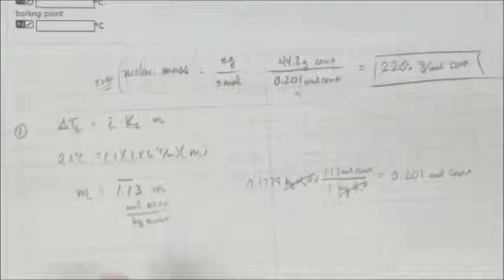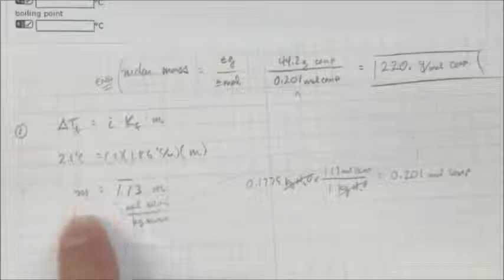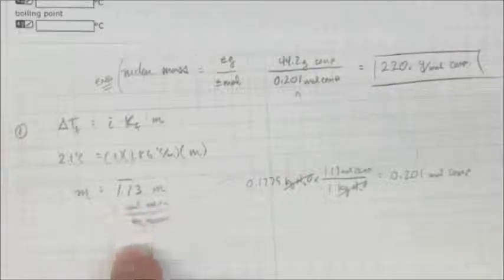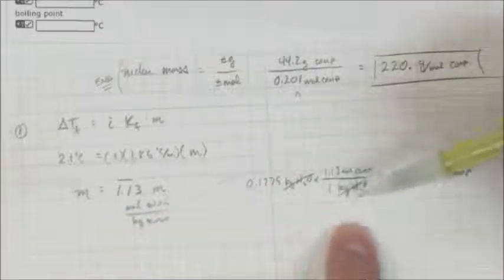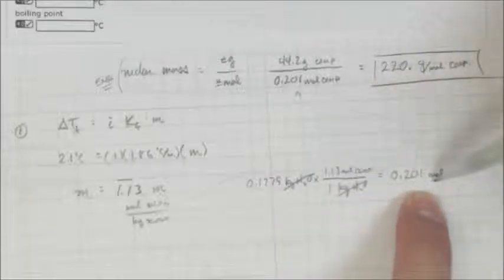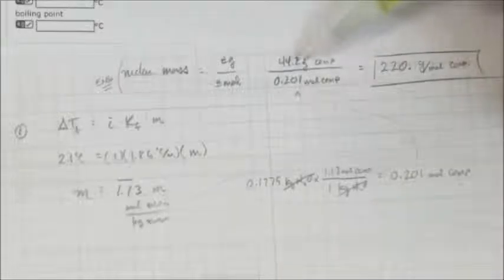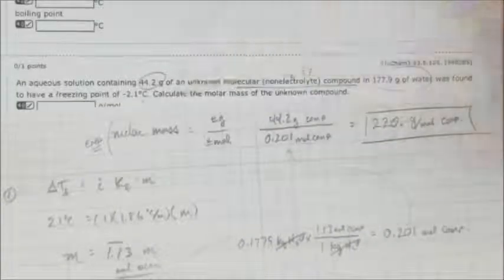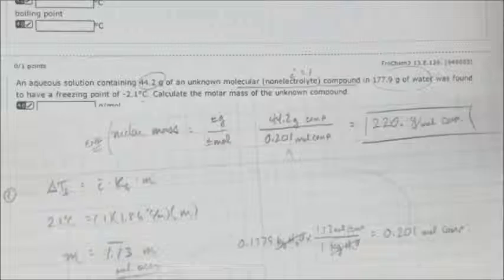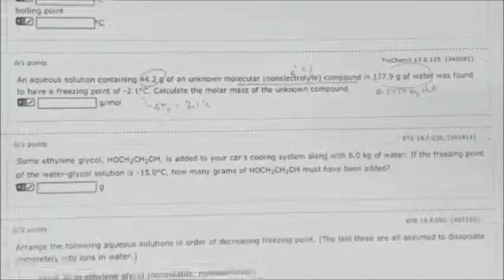All right. So we started here, used the freezing point and the equation to figure out the molality. We then used the molality as a way to get from the kilograms of water to the moles of the compound. And then once we had the moles of the compound, we combined it with the original grams that was given in the problem, 44.2, to get the molar mass. All right, cool. All right, number 7 is done pretty similar to that.